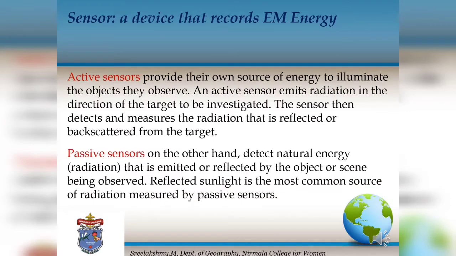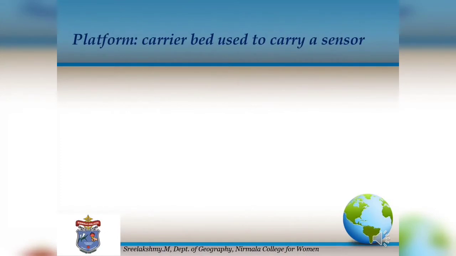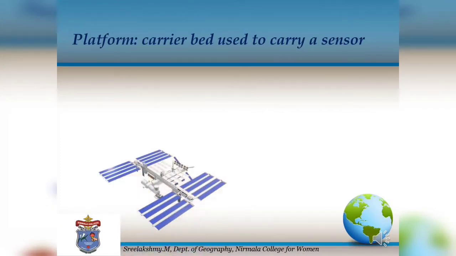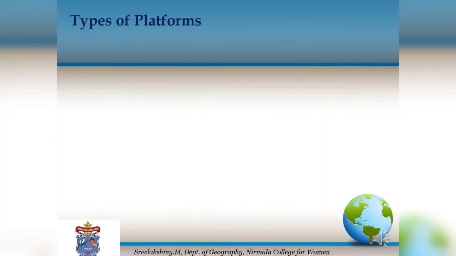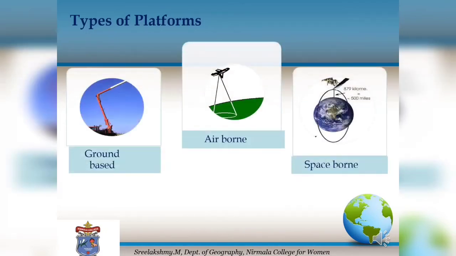A passive sensor, on the other hand, detects the natural energy or the radiation which is emitted or reflected by the object or the scene being observed. Reflected sunlight is the most common source of radiation measured by any passive sensor. Platform is a medium or the base where a sensor is placed. Generally, there are three types of platforms that are used for remote sensing purpose: ground-based, airborne and spaceborne platforms.